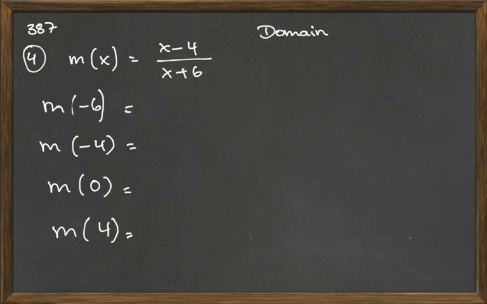You replace your x in the original problem with negative 6 first. Negative 6 minus 4 over negative 6 plus 6. What do you get for m of negative 6? Undefined. Negative 10 over 0 is undefined.